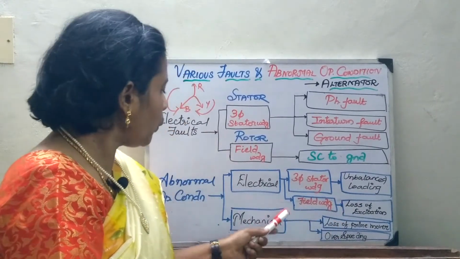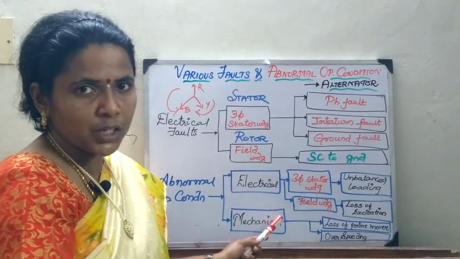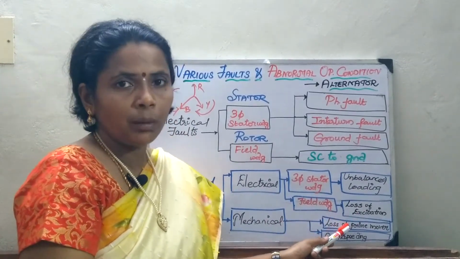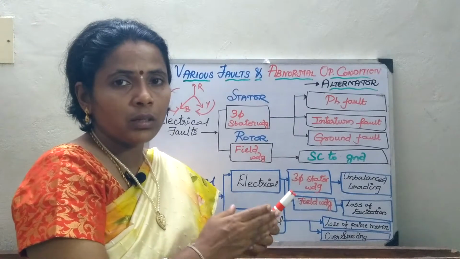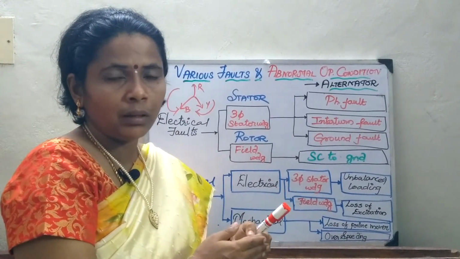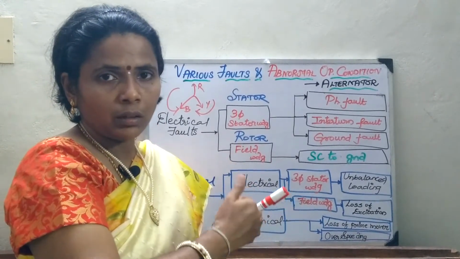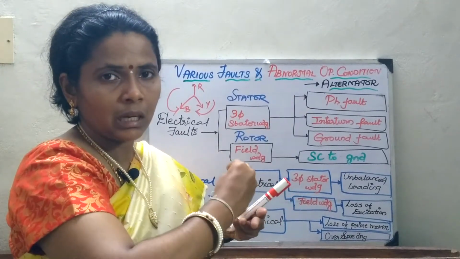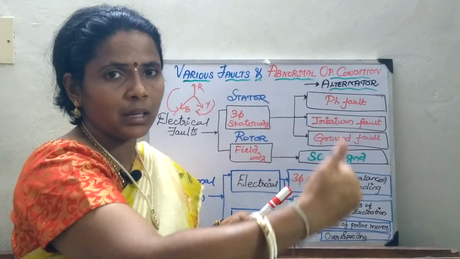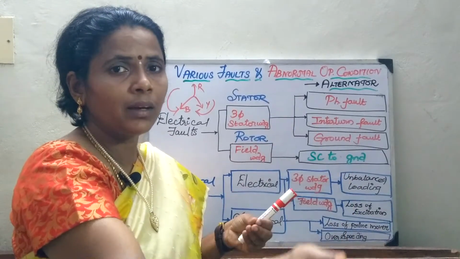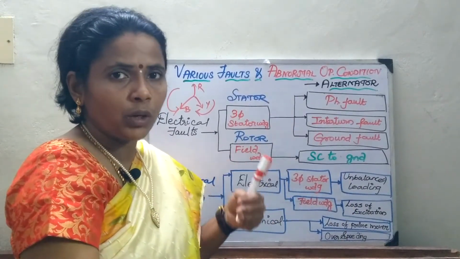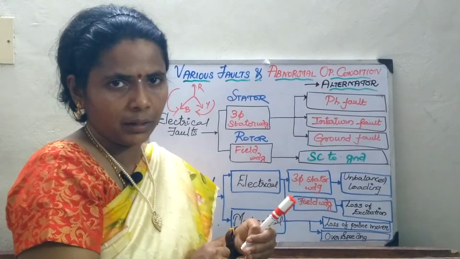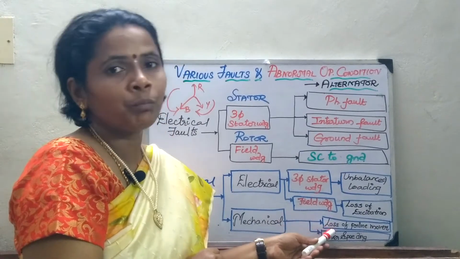Now, moving on to the mechanical abnormal conditions. In this case, there might be a fault or the loss of the prime mover. When the prime mover is lost, what will happen? There is a problem at the input side. Whatever mechanical power is given, it runs as an alternator and supplies the active power. But when the input is stopped, it will start drawing the active power from the grid. So, this condition also should be avoided.